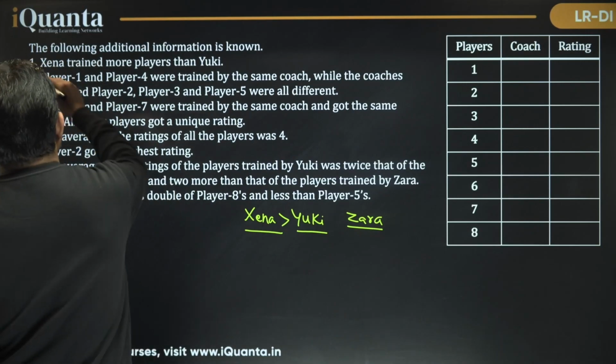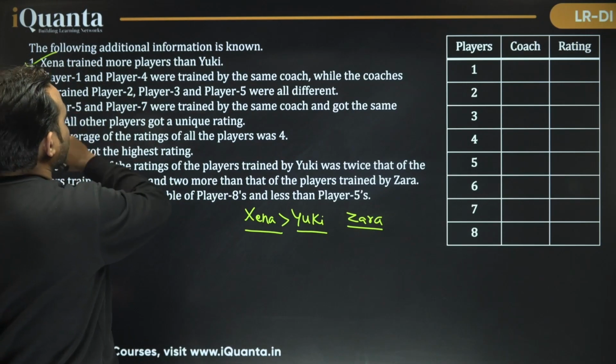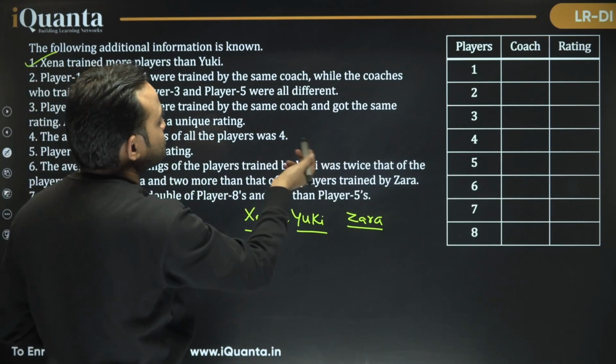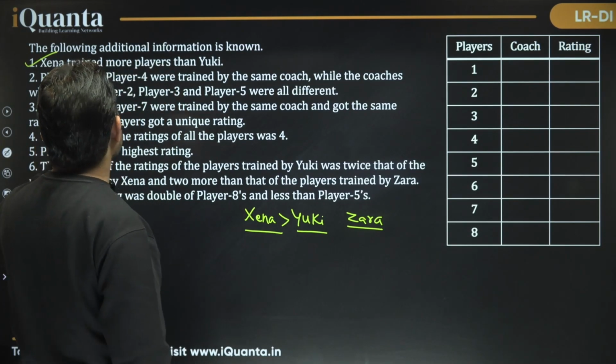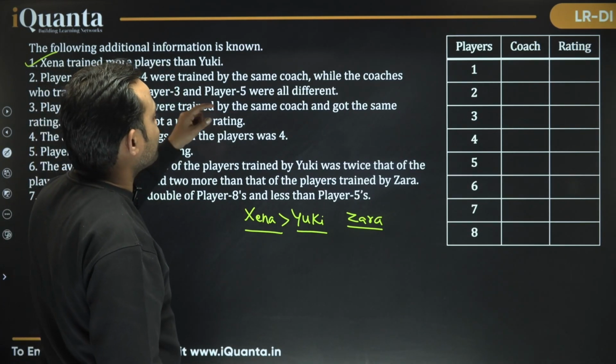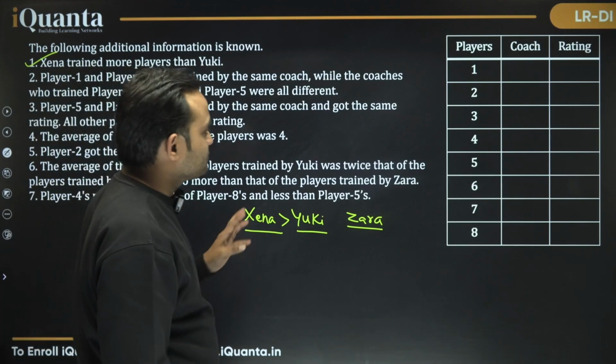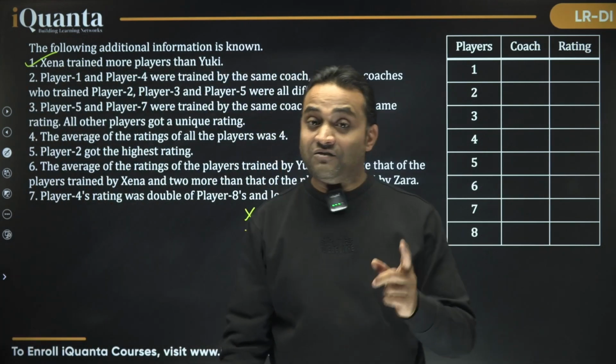Now it says that player 1 and player 4 were trained by the same coach, while the coaches who trained player 2, player 3 and player 5 were all different. Now, this is a really good piece of information. I will tell you why.